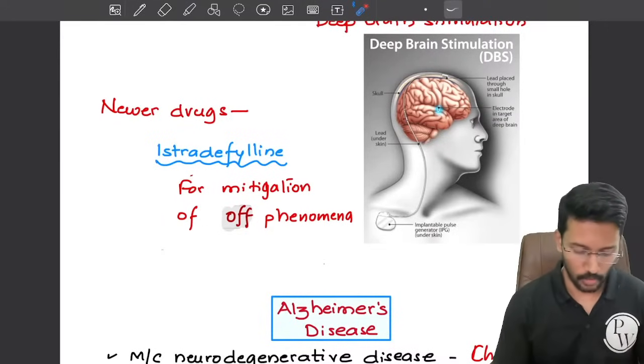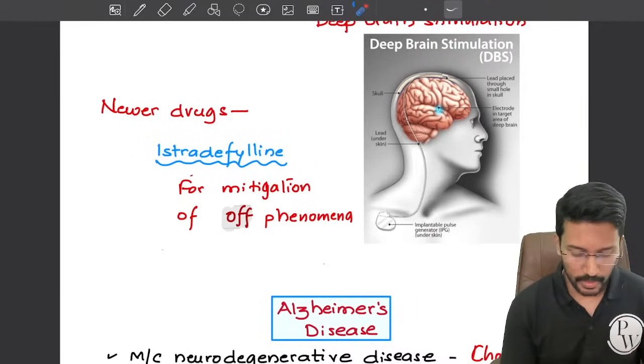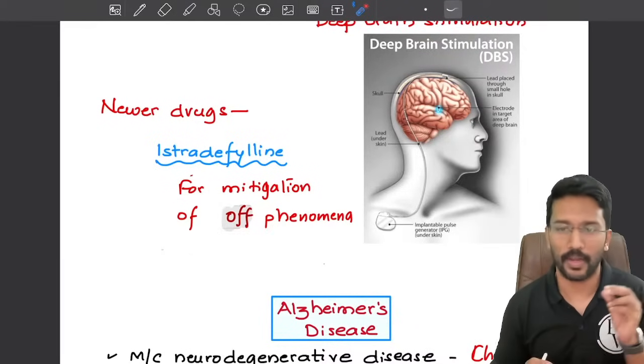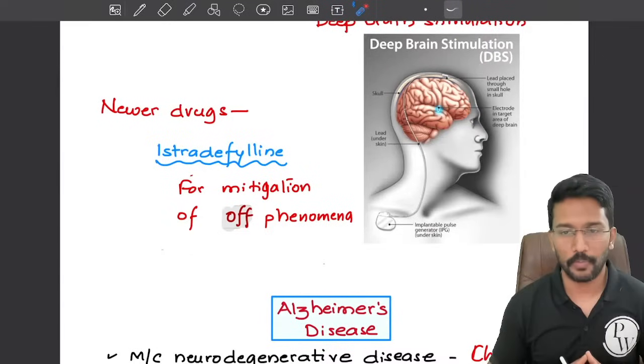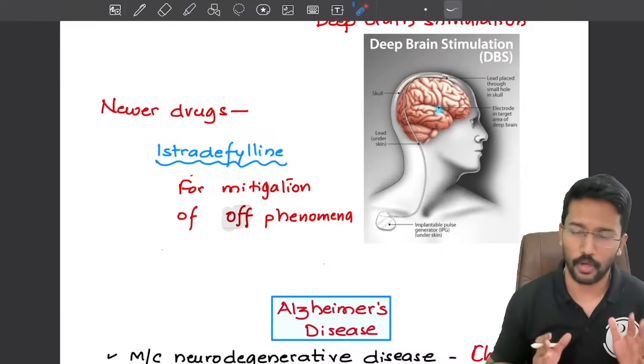Now last but not the least, there is an important update. There's a new drug called as istradefylline, which is used for the mitigation of off phenomenon. Now today I am not going into the details of on and off phenomenon. Those who are not familiar with it, you can ping me. I'll share some clips about the on and off phenomenon.